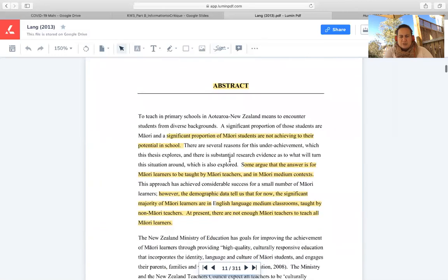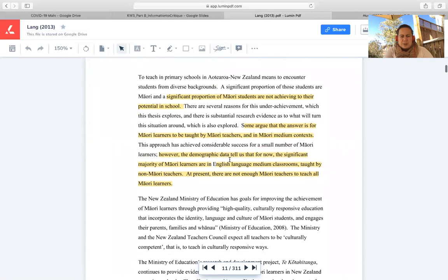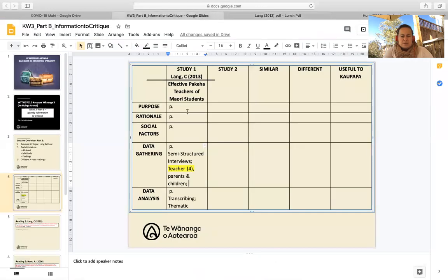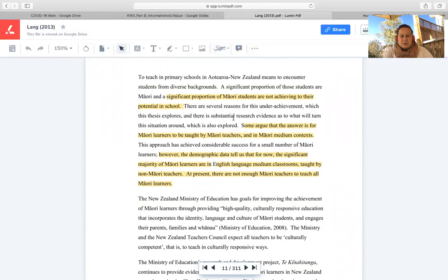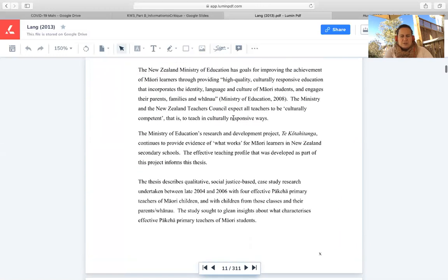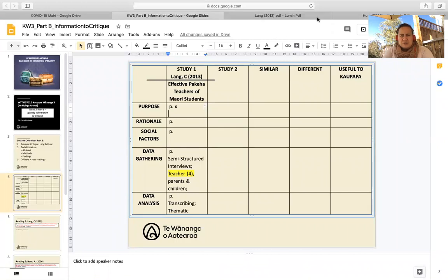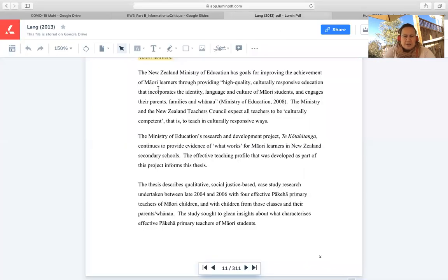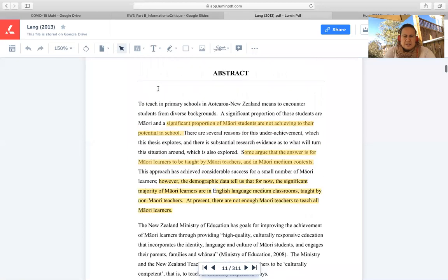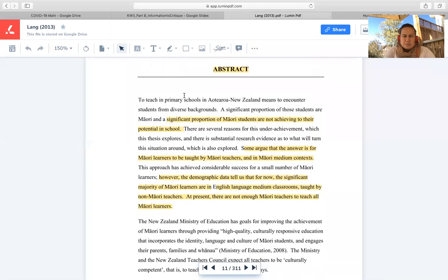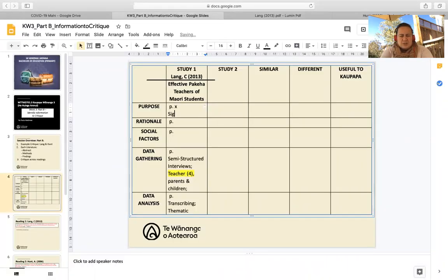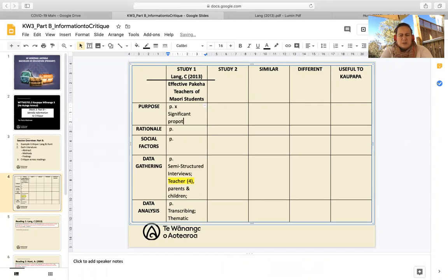So here's the abstract. Okay. And I've already gone through and highlighted some. So when we're talking about the purpose over here, I put the page number. I'll put it in just for the purpose of now. So that's X, purpose X. And actually, just to make it easier for now, because this is a significant proportion of Māori students are not achieving their potential in school. And proportion of Māori students are not, and so on. Okay.